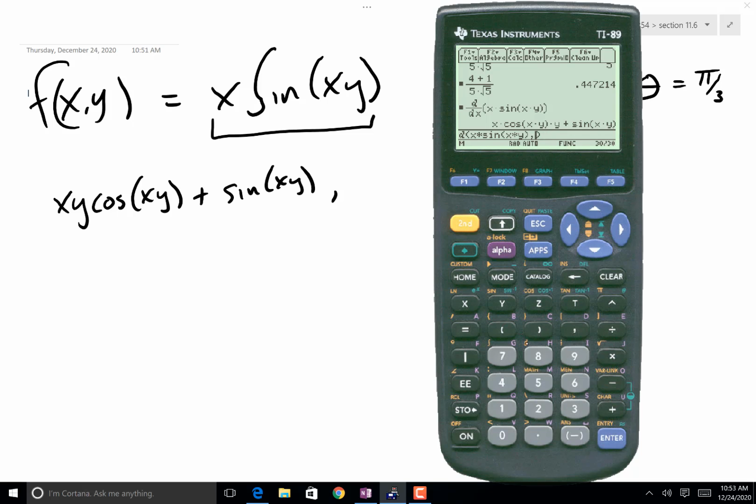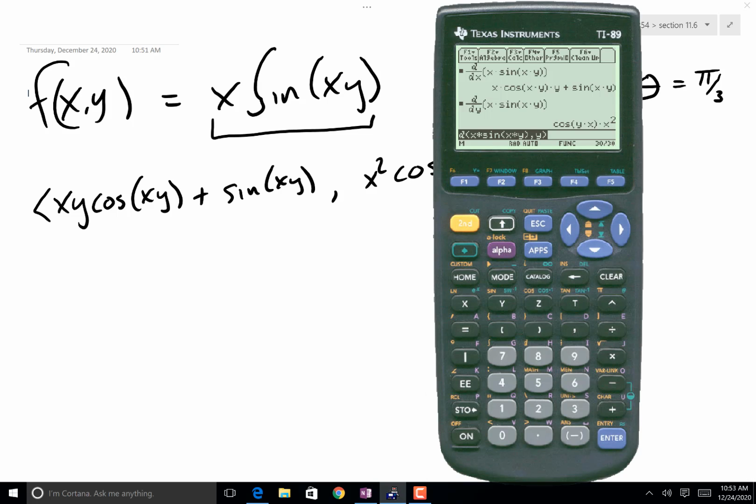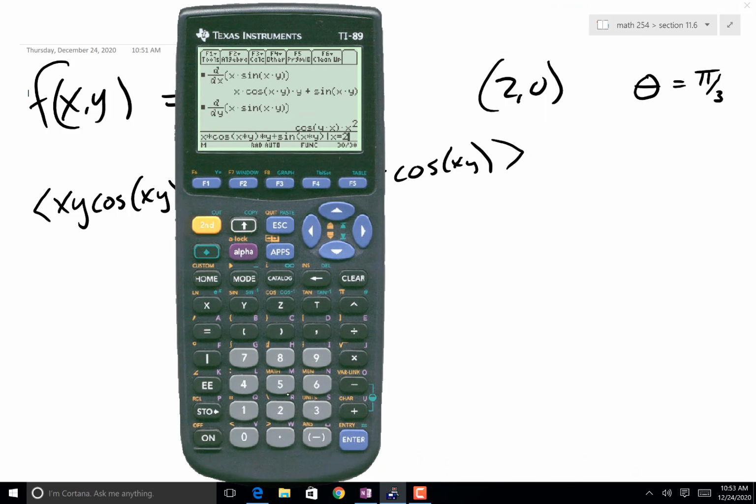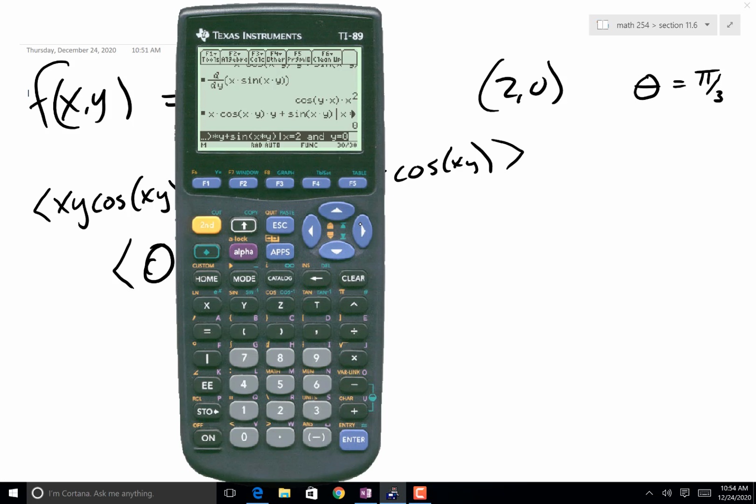And then let's take it with respect to y. And then you're going to have the x squared cosine of xy. Nice, boom. Nice. And if you plug the 2 and the 0 in, so x equals 2, y equals 0, you're going to get 0. So 0 in the x direction, meaning we're going to go vertical, either up or down. And then plug the 0 and 2 into the other one.